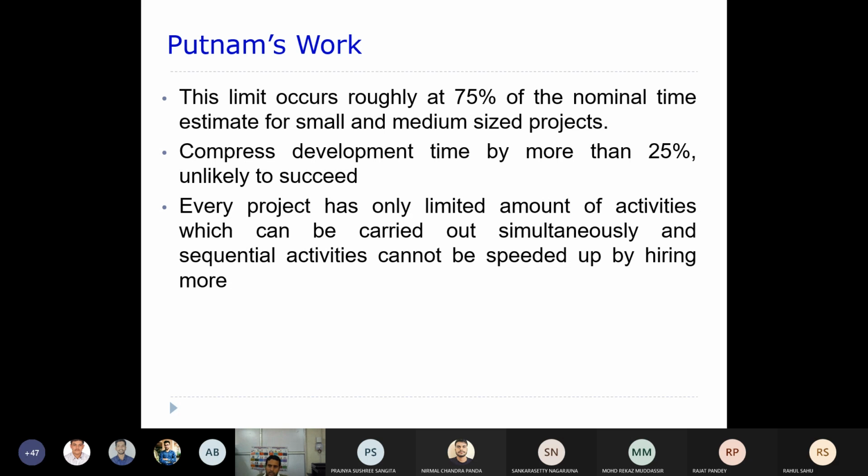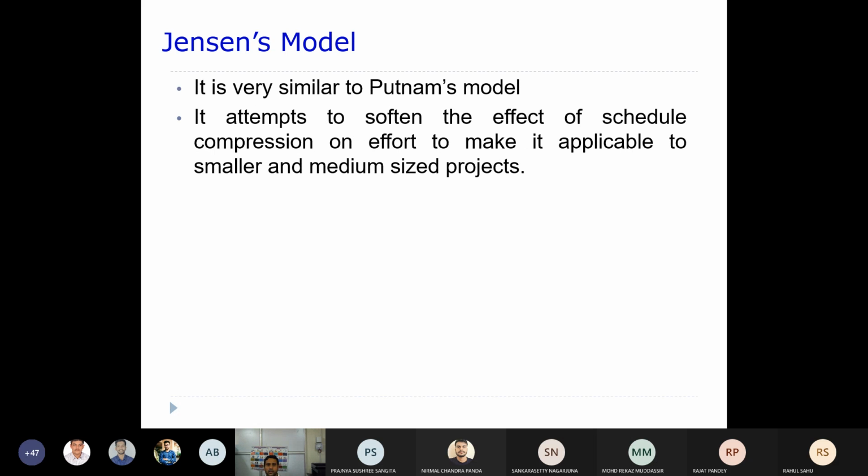Every project has only a limited number of activities which can be carried out simultaneously, and sequential activities cannot be sped up by hiring more people. So only a few activities can be carried out in parallel, right?